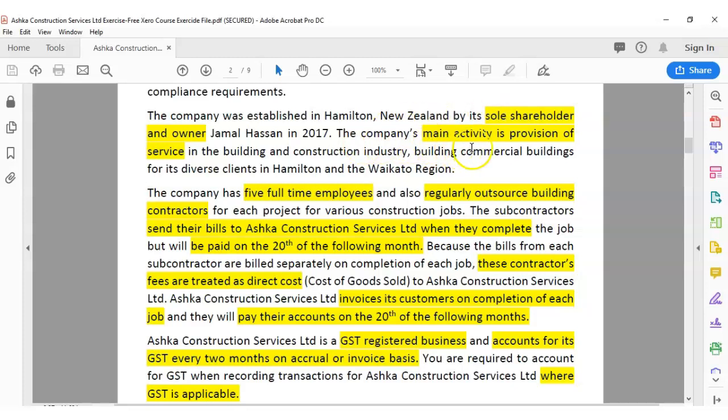The company's main activity is provision of goods or service in the building and construction industry, building commercial buildings for its diverse clients in Hamilton and the Waikato region. So we've been told that the company's main activity is provision of service, so therefore it will not have any need for inventory management. So in other words, they're not selling products.